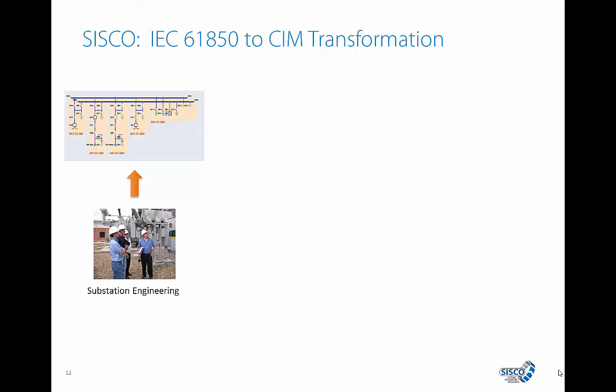61850 to CIM transformation is a natural extension to the foundational process. Substation engineering and the single line diagrams that are created as part of substation engineering have much higher fidelity and detail than is in the normal energy management system model. There's been a lot of effort internationally to standardize how to use 61850 to master the EMS models so it can provide a single point of entry.